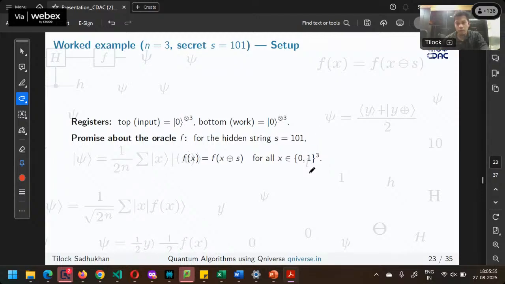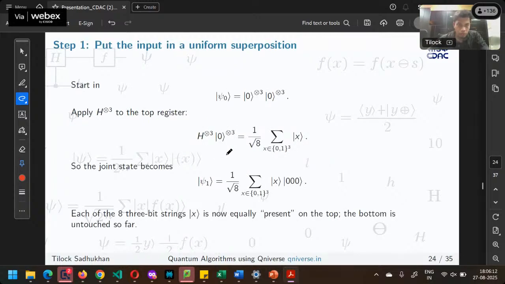This is the promise we are starting with: f(x) has to be equal to f(x bitwise XOR s), where s is the secret string and x belongs to a bit string of length 3. I described it previously also. We started off with this state, all ket 0 states, and then applied the Hadamard on the first register, which creates an equal superposition of all possible states. Here we are dealing with n equals 3, so the coefficient is 1 over square root of 2 to the power 3, that is 8. It runs from 0 to 2 to the power n minus 1.